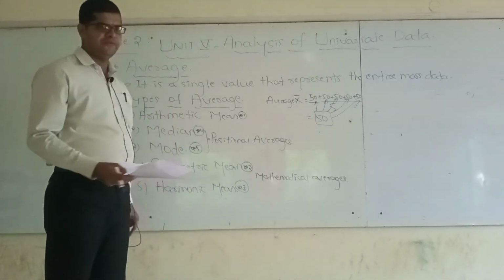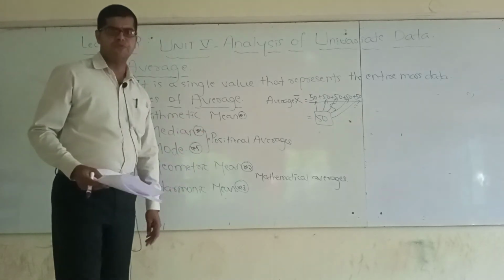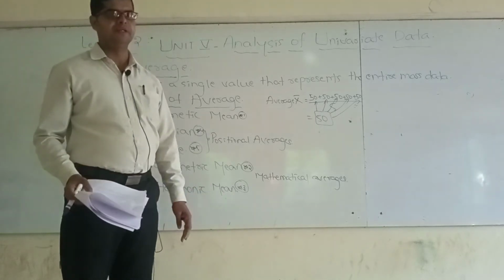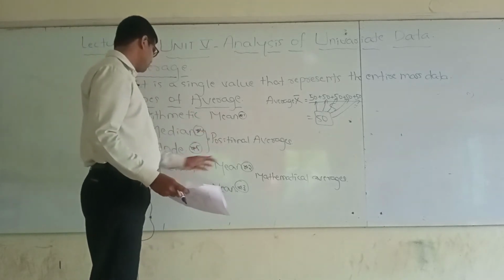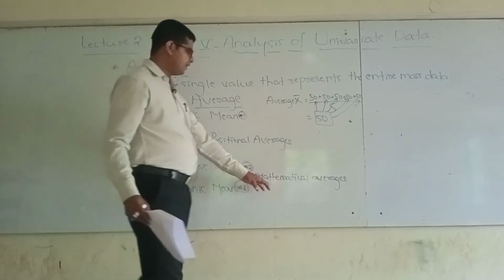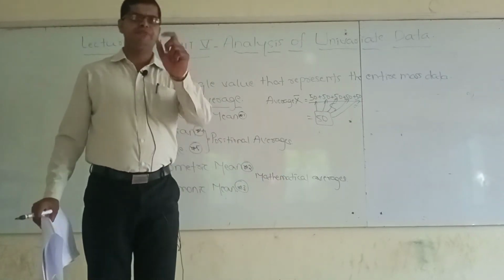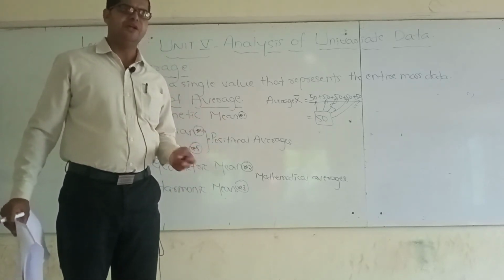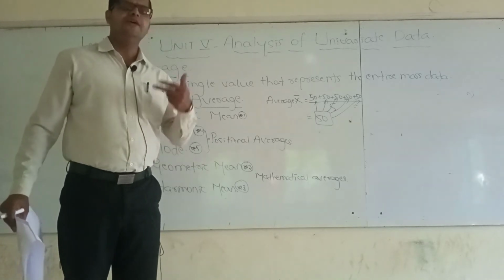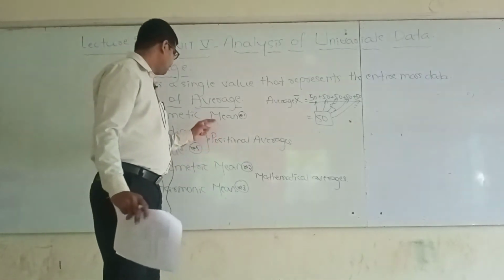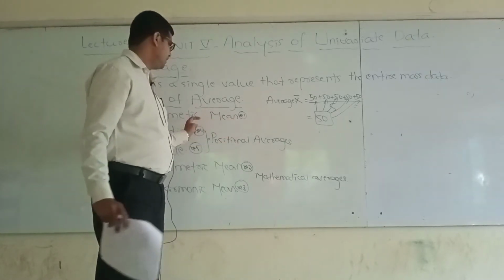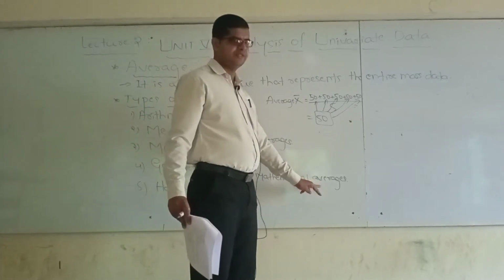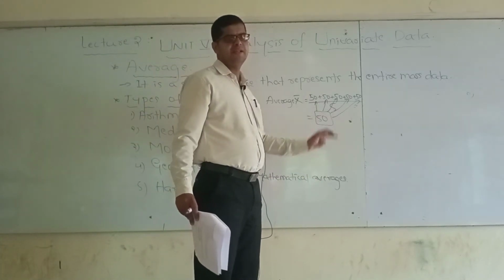But under the types of averages, all these are types of average only, 5 types, starting from arithmetic mean to harmonic mean. But these three, arithmetic mean, geometric mean and harmonic mean, are called mathematical averages because we find mathematical calculations, whether it is addition, subtraction, division or multiplication. We find all these calculations under these three categories. For that purpose they are called mathematical averages.